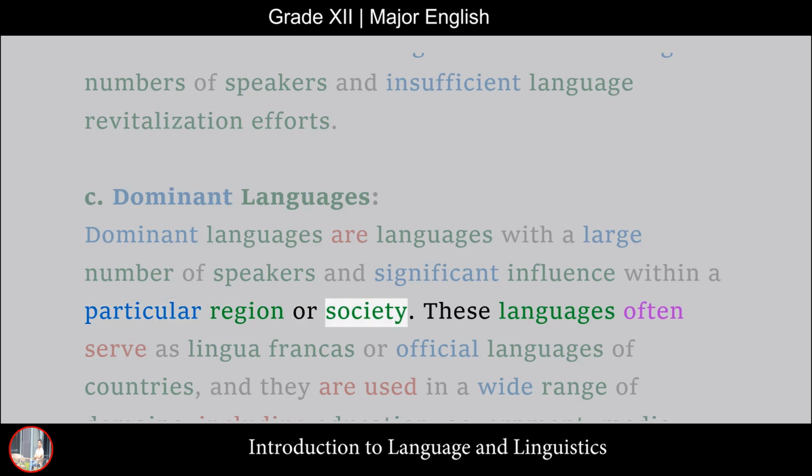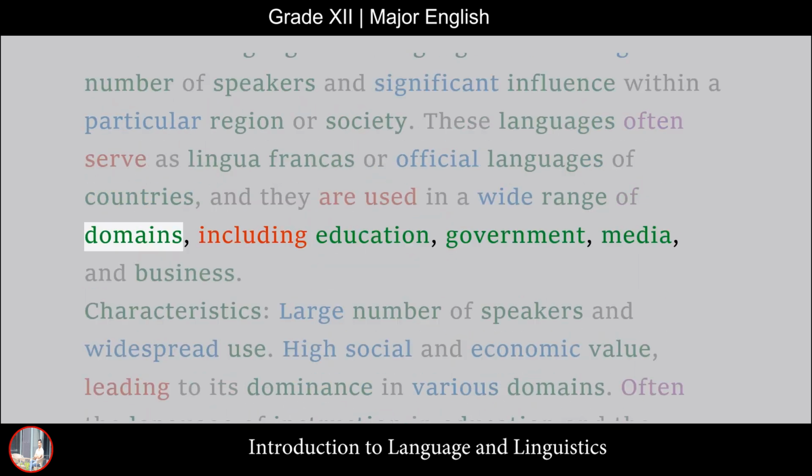C. Dominant languages. Dominant languages are languages with a large number of speakers and significant influence within a particular region or society. These languages often serve as lingua francas or official languages of countries, and they are used in a wide range of domains, including education, government, media, and business.